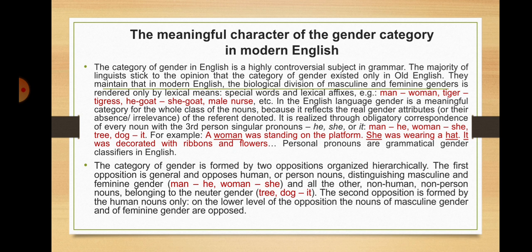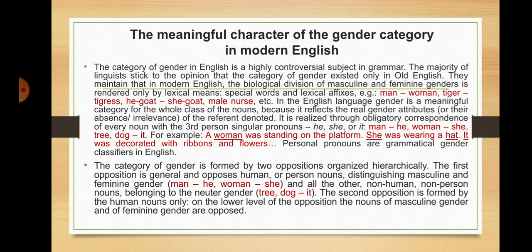And the next point of our lecture is the meaningful character of the gender category in modern English. The category of gender in English is a highly controversial subject in grammar. The majority of linguists stick to the opinion that the category of gender existed only in Old English. They maintain that in modern English, the biological division of masculine and feminine genders is rendered only by lexical means: special words and lexical affixes, such as man, woman, tiger, tigress, he-goat, she-goat, male nurse, etc.